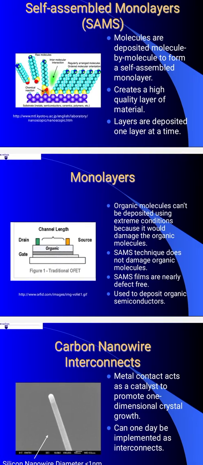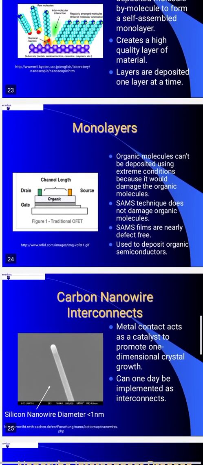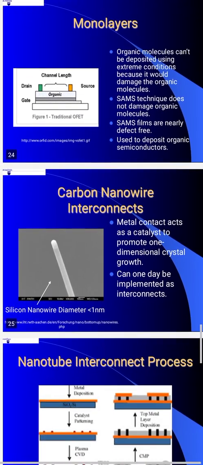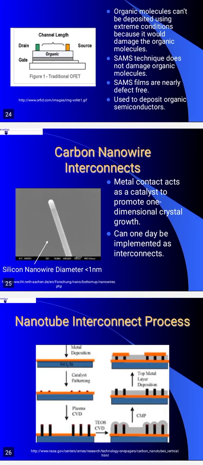Only the SAM technique, the self-assembled monolayer technique, can be used there, and it will be completely defect free. Now carbon nanowire interconnects. Metal contacts act as catalyst to promote one-dimensional crystal growth. One day it can be implemented as interconnects.